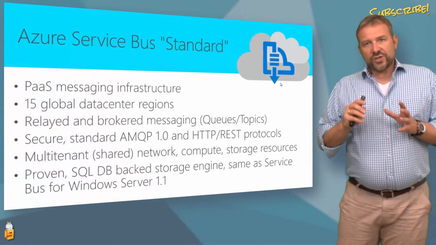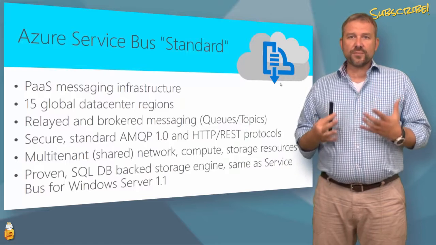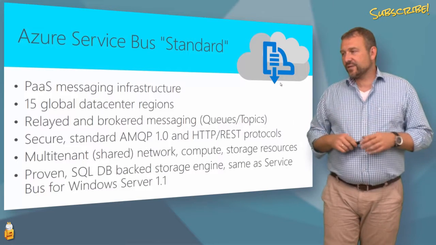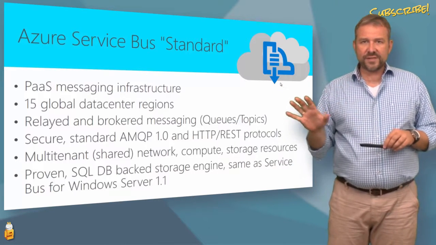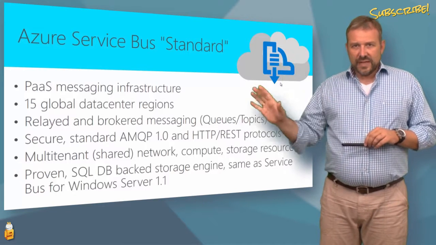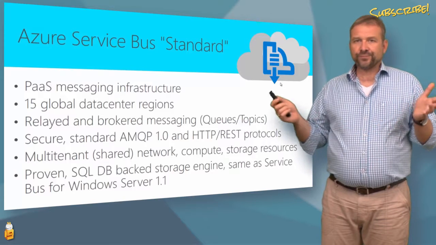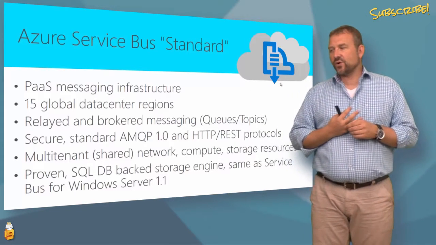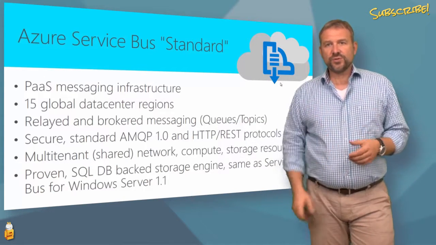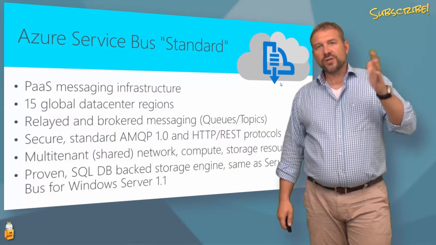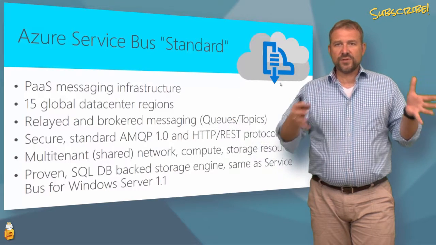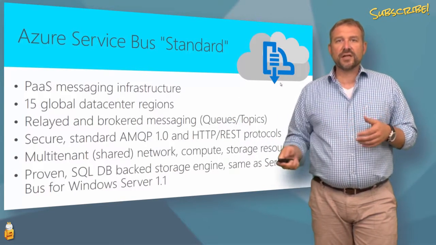Service Bus Standard. The standard product in the cloud is available in 15-plus global data center regions. We have relayed and brokered messaging inside of there, queues and topics as I mentioned, the AMQP protocol, HTTP REST protocol, and how that's implemented is over effectively shared resources. It's a multi-tenant system. You put your queues in there and they run on our resources, which gives you the economics of a multi-tenant scale system, which means you're leveraging shared resources and the price is very low.